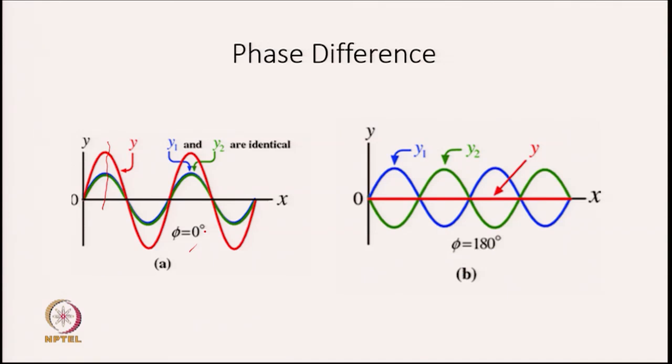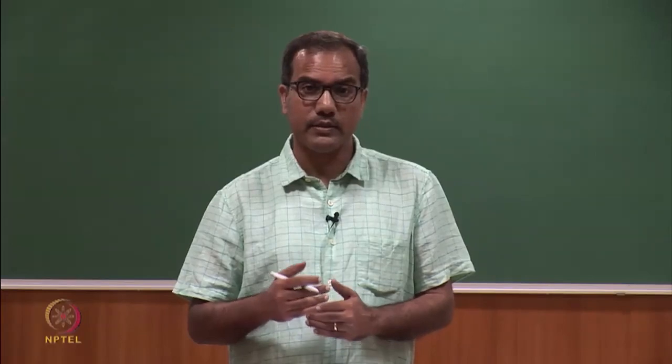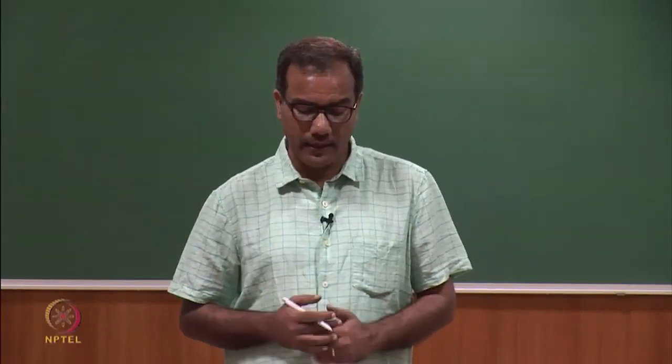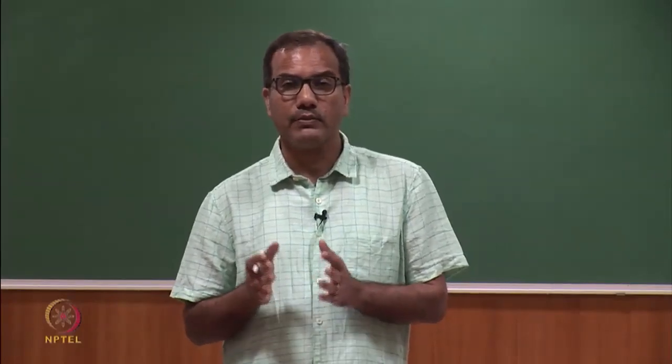Whereas in this case, the amplitudes of y1 and y2 are the same, but their phase differs. This one corresponds to 90 degrees, whereas this one corresponds to 270 degrees. And so the difference between y1 and y2 is 180 degrees. So, the phase difference between y1 and y2 is 180 degrees.